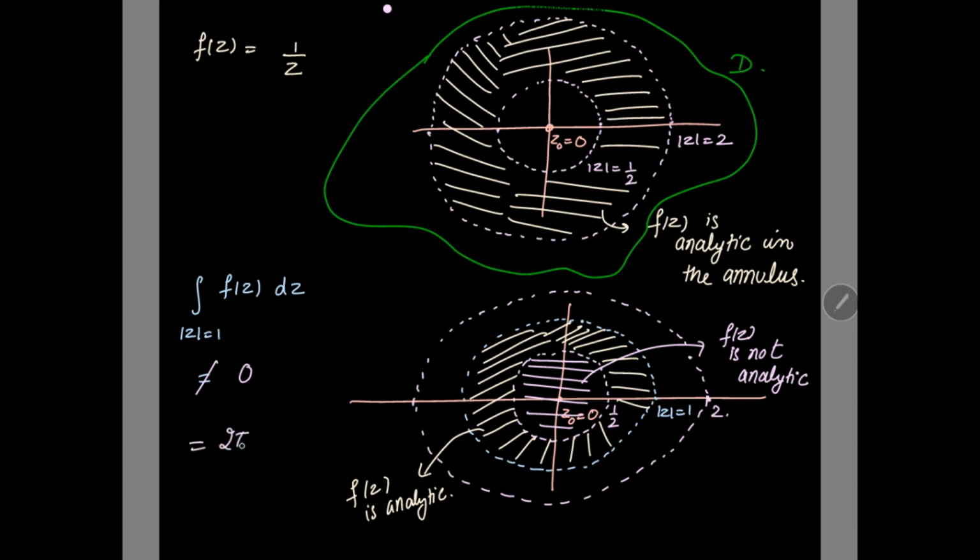So what is the value of this integral then? This is 2 pi i only, right? So whenever the domain is simply connected and the function is analytic, only then the integration of f(z) dz is 0. But if the domain is not simply connected, that is, this interior is not contained in the domain because here the function is not analytic, then this integration need not be equal to 0, right? So this is just a small concept.